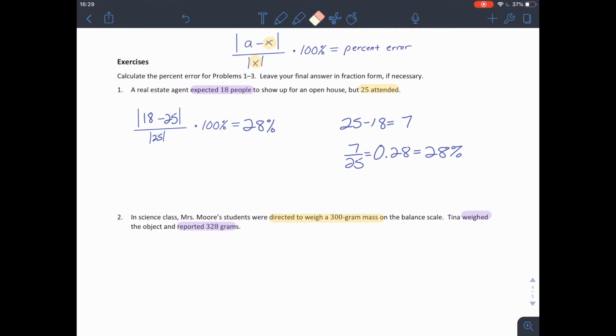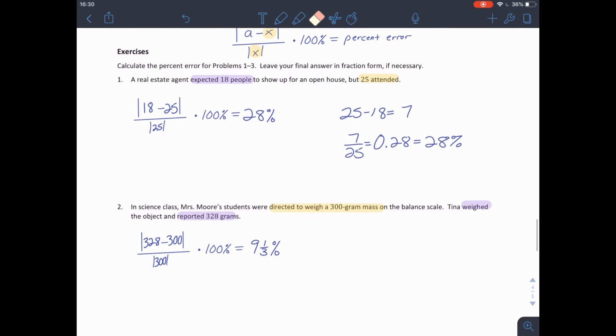In science class, Mrs. Moore's students were directed to weigh a 300-gram mass on the balance scale. Tina weighed the object and reported 328 grams. So in this problem, the approximate amount is what Tina got when she weighed and reported the 328 grams. Maybe she made a mistake. Maybe there was an issue with her scale. Mrs. Moore already knew that it was a 300-gram mass. That is the exact value. So we just do 328 minus 300, find that absolute value, and divide it by the absolute value of 300, and then multiply that by 100% to get 9 1/3%.